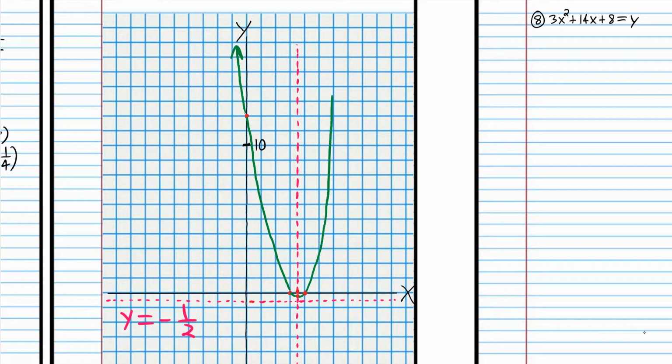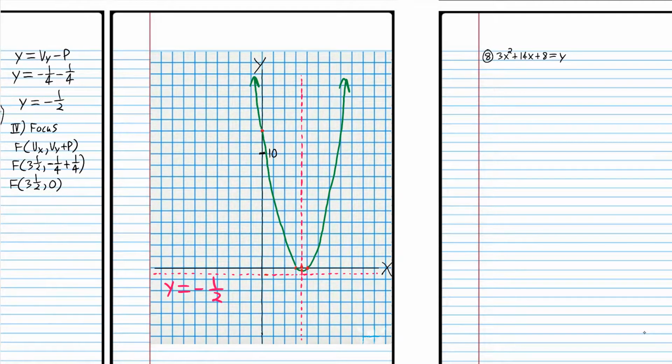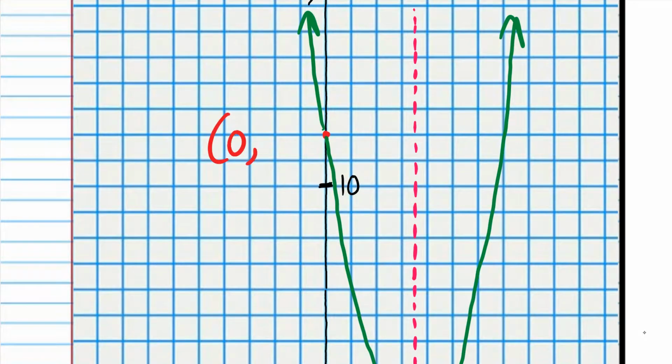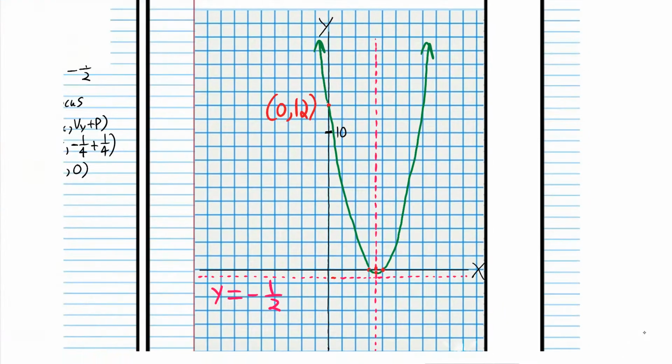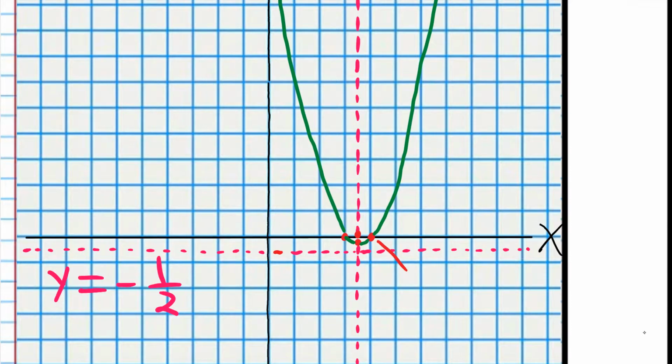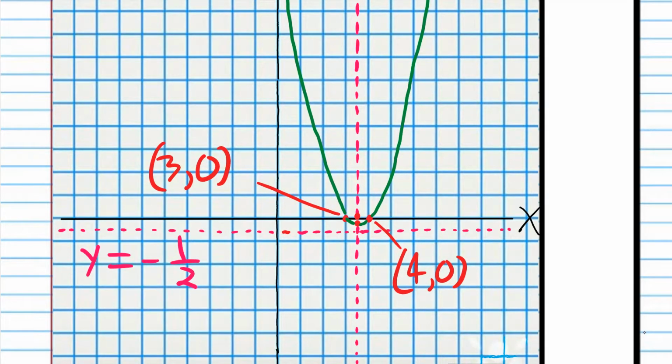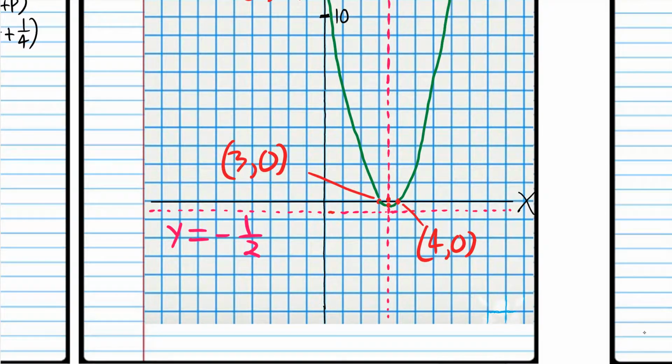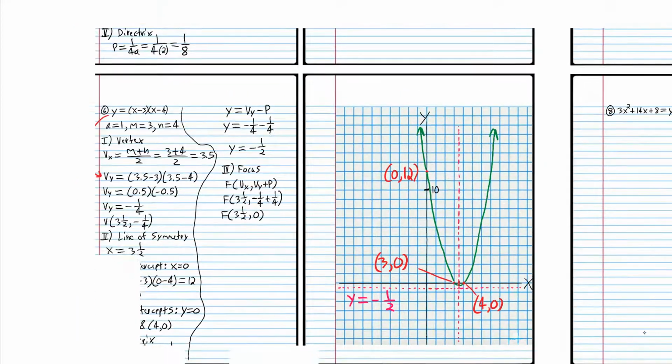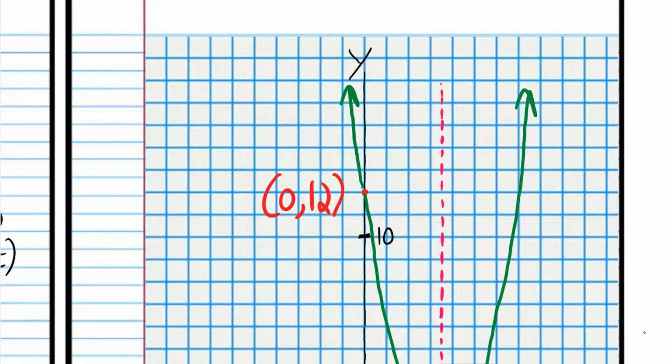And again, we could make a more accurate graph if we plotted more points, but that would be more work. Okay, now we have 0, 12 for the y-intercept, and the x-intercepts are 4, 0 and 3, 0. And the line of symmetry is x is equal to 3 1/2. Write that over here, 3 1/2.